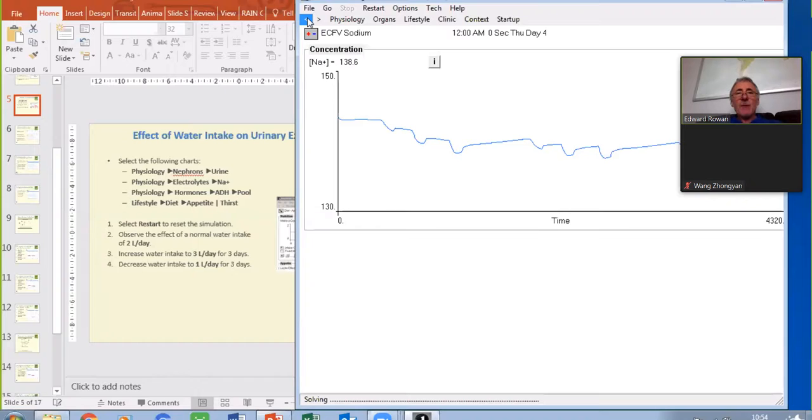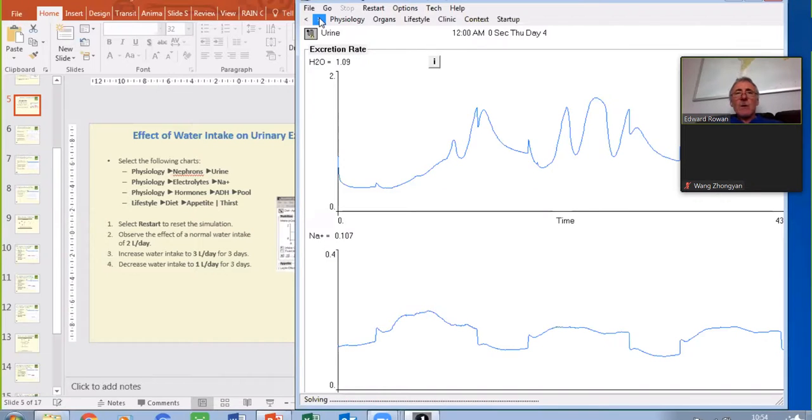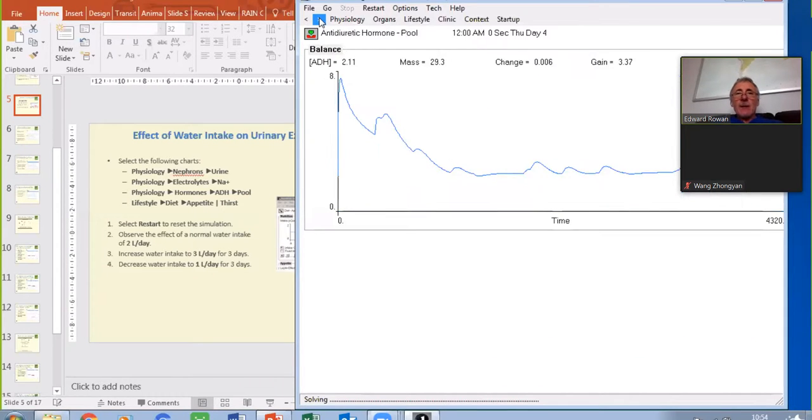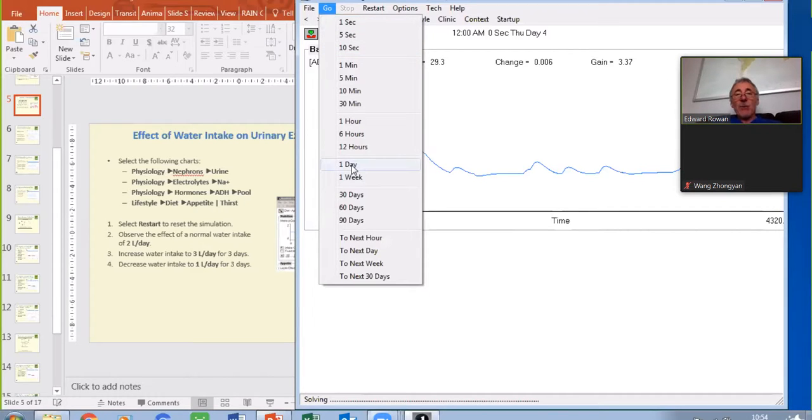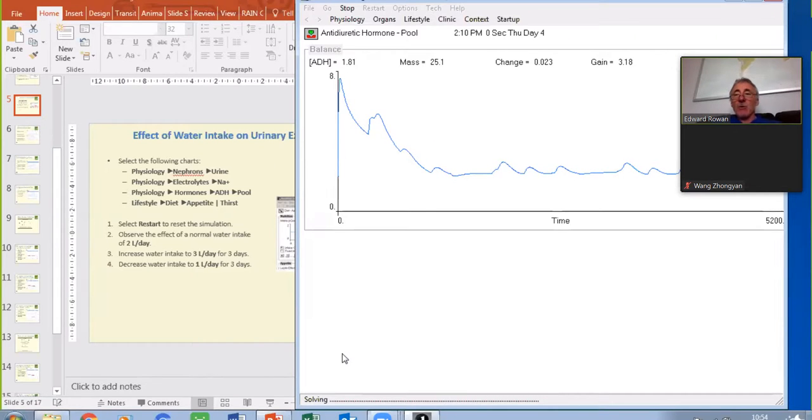Aldosterone pool. Did I do the ADH pool? This must be, yes, antidiuretic hormone pool. Then we go. So this is the more water then, 3 litres of water per day. Ignore this part here. So again, it's still the same: breakfast, lunch, dinner, sleep, breakfast, lunch, dinner. Like I said, we'll ignore this part here because I don't know what's going on with it at all. But remember, this is antidiuretic hormone.